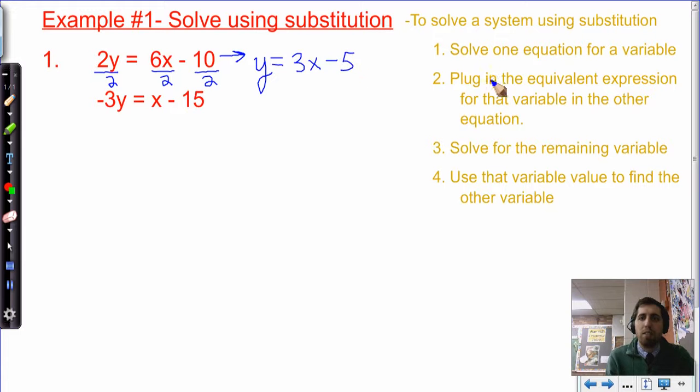Now step number 2 says we'll plug in the equivalent expression. We're going to take this and say that's what y is. That's what y is equal to, so it's interchangeable. And I see a y over here. So I can replace these two things that are equal with one another.